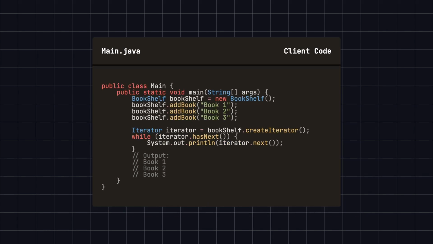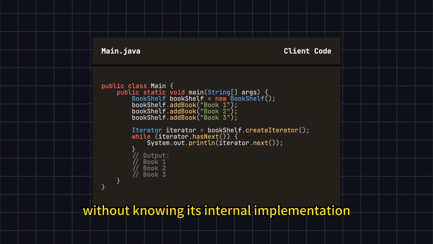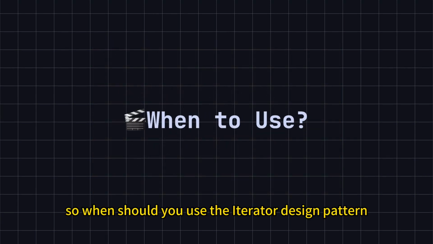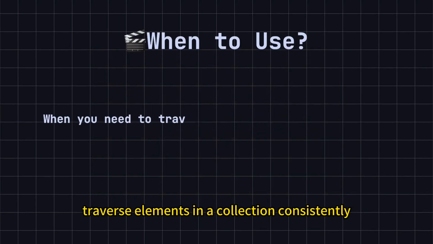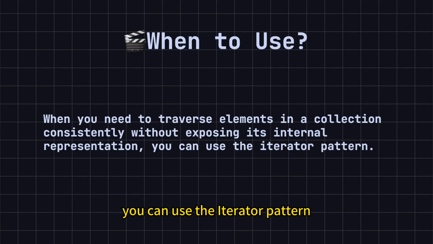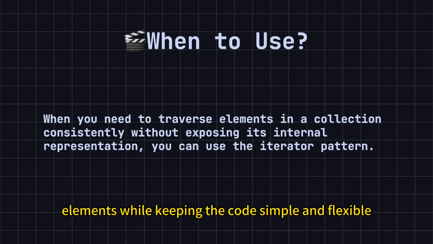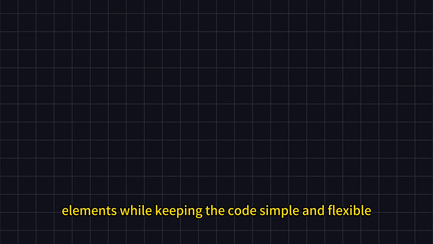As you can see, the iterator pattern allows us to traverse elements in a collection in a uniform way without knowing its internal implementation. So, when should you use the iterator design pattern? When you need to traverse elements in a collection consistently without exposing its internal representation, you can use the iterator pattern. The iterator pattern provides a decoupled way to traverse collection elements while keeping the code simple and flexible.